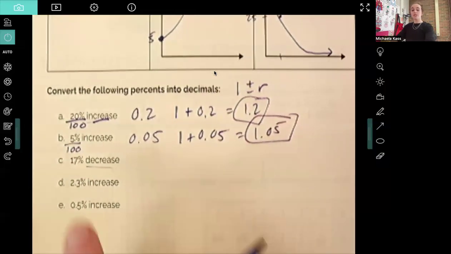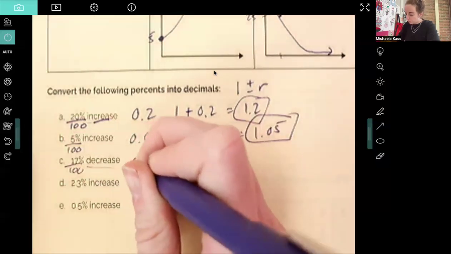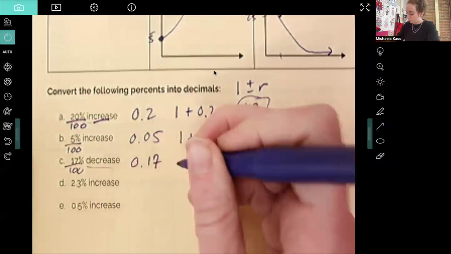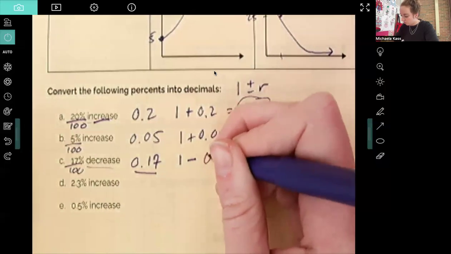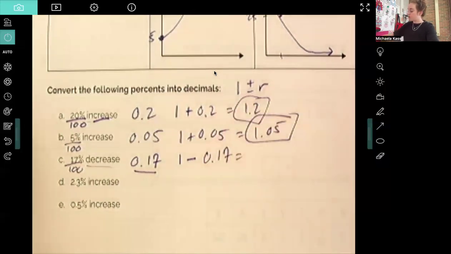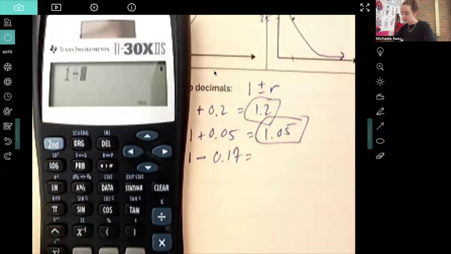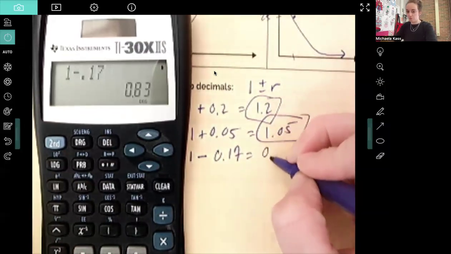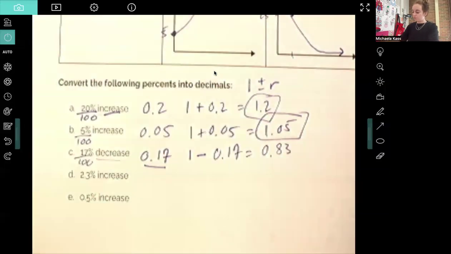The next one, it says decrease. We still have to convert that, divide it by 100. We get 0.17, but this time it's decreasing. So we're doing 1 minus our r value, which is 0.17. If we don't know how to do that, we take our calculator and type in 1 minus 0.17. I push enter, so my answer here is 0.83. Okay. Let's go ahead and move on to the next one.